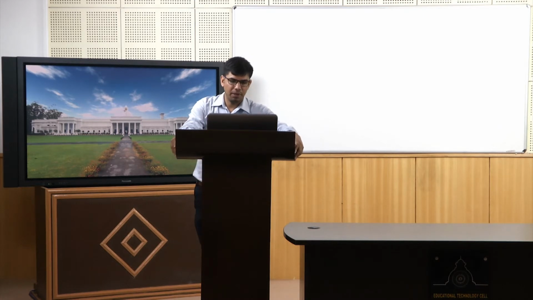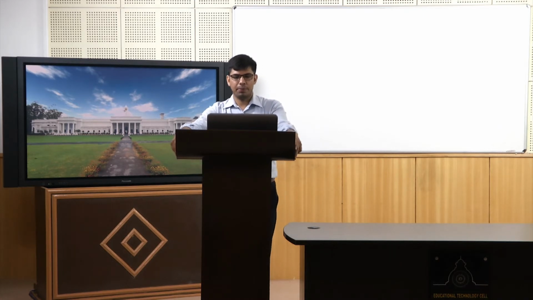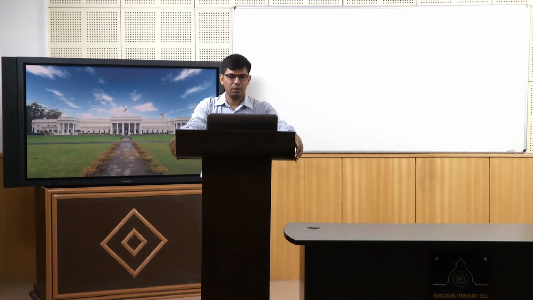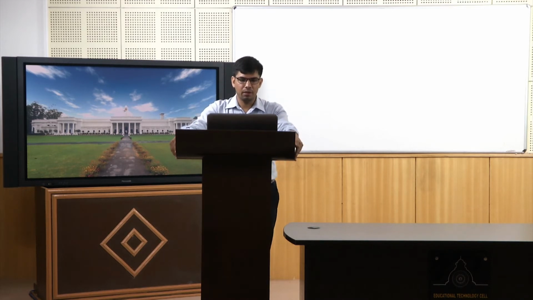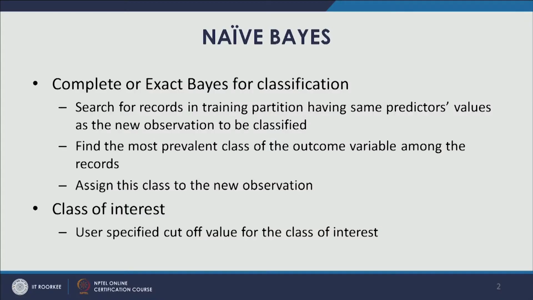Complete or exact Bayes, specifically for classification. So, let us get down the steps that would be required. You would see there is some similarity in the steps with KNN algorithm. In the complete or exact Bayes for classification task, the first step is to search for records in the training partition having the same predictor values as the new observation to be classified.